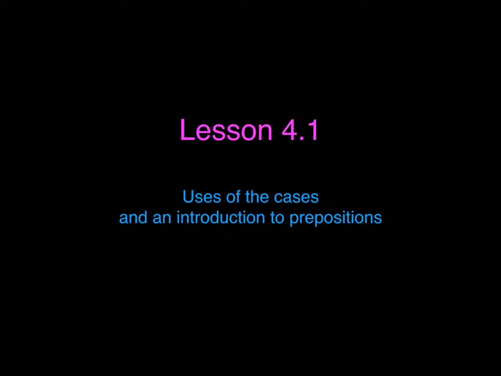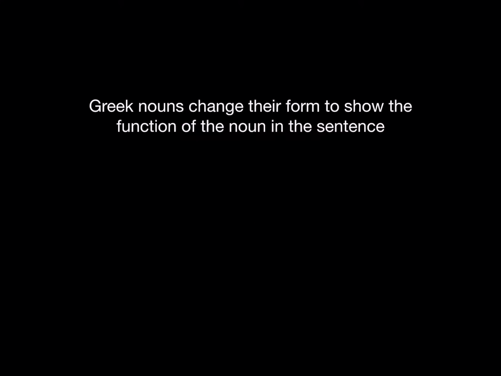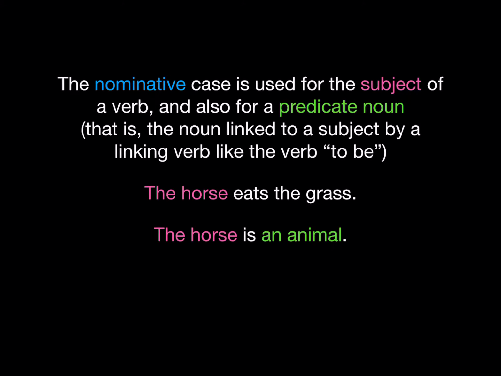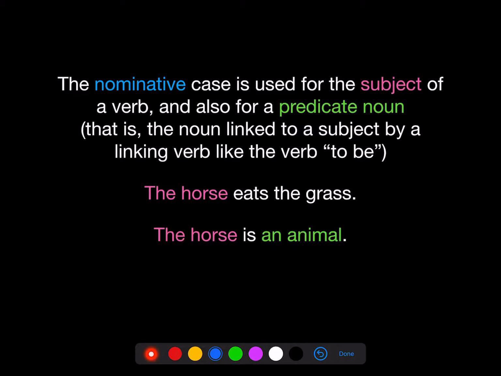One of the first things that we're going to cover in lesson 4 is the use of cases of nouns and a few things that we can do with prepositions. One thing that you need to know about Greek nouns is that they change their form to show what they're doing in a sentence. If a noun is being the subject of a sentence, it goes into the nominative case. The nominative case is also used for what we'll call a predicate noun. That is to say, the noun that's linked to a subject by a linking verb like the verb to be.